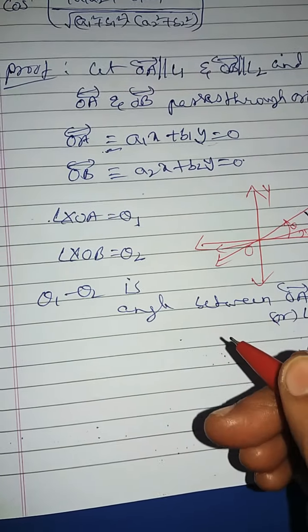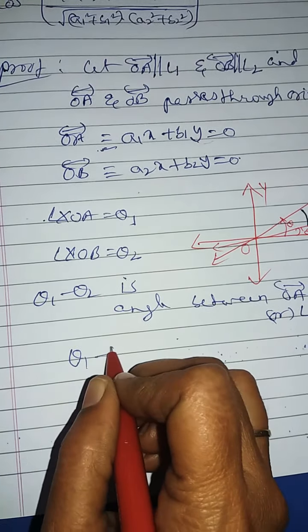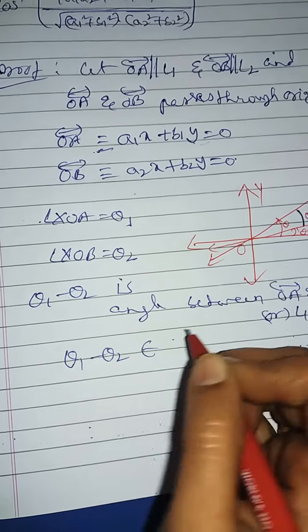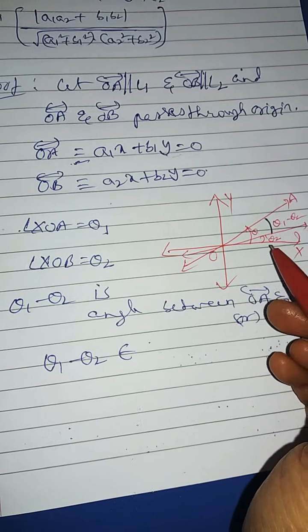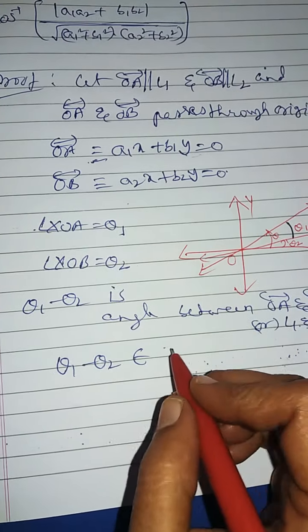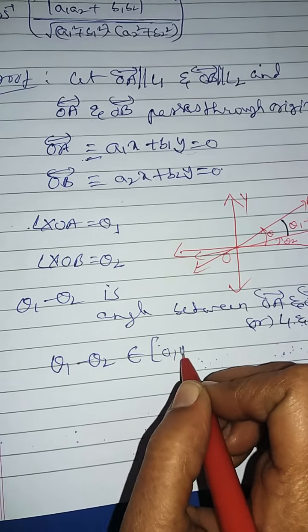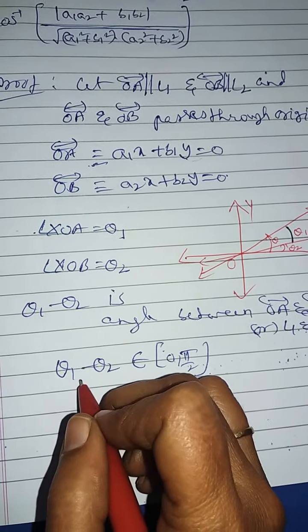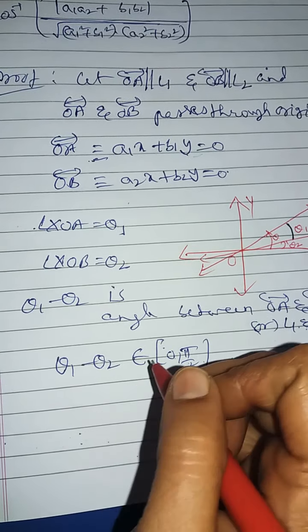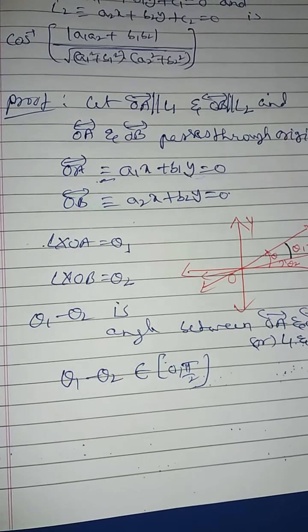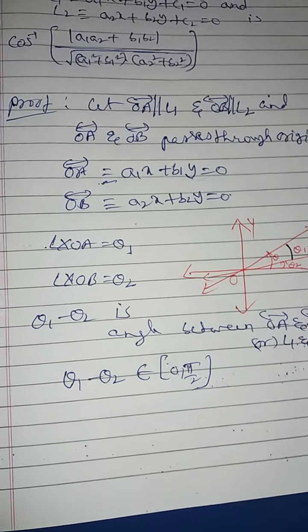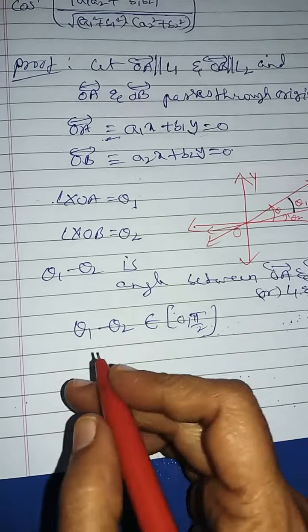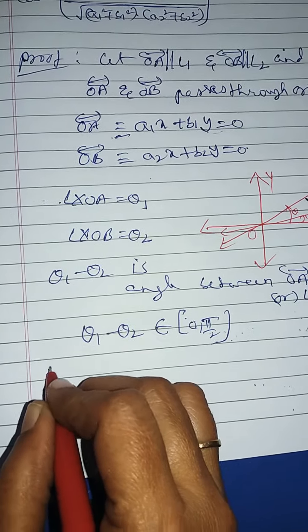Now the angle theta 1 minus theta 2 lies in the first quadrant. This angle is always more than 0 degrees and less than 90 degrees. It belongs to (0, 90) degrees. Any doubt? Now I will take a point P here.